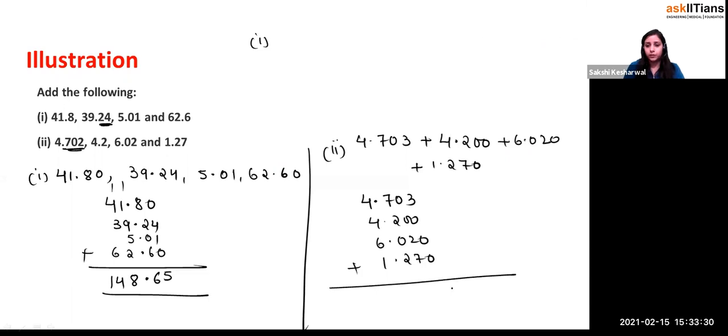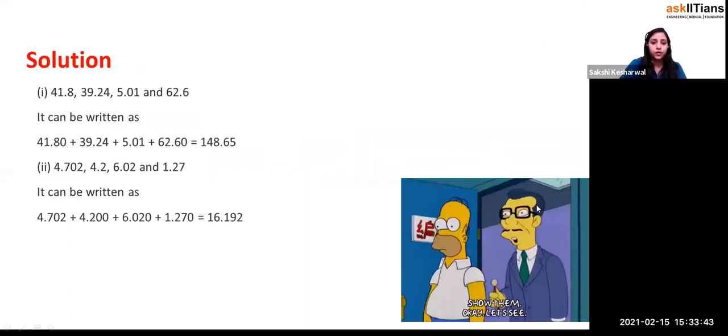So this is equal to what, beta, 3. 7 plus 2 is 9 and this is 7 plus 4 is 11. You write the decimal, so 1 carry, so 6 plus 10 is 15 and this is 16, so 16.193 is your answer. That's it. Okay.